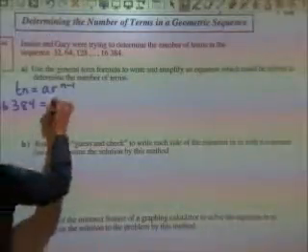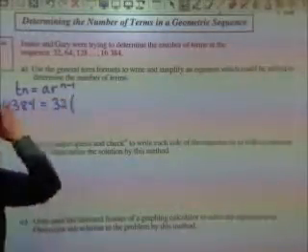equals a times r to the power of n minus 1. Do I know what the nth term of this sequence is? That's my 16,384. Do I know what the first term is? Pardon? 32. Okay. And do I know what my common ratio is?